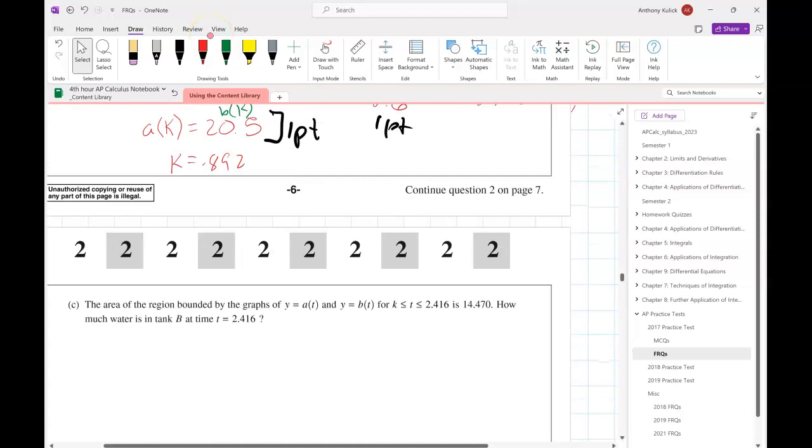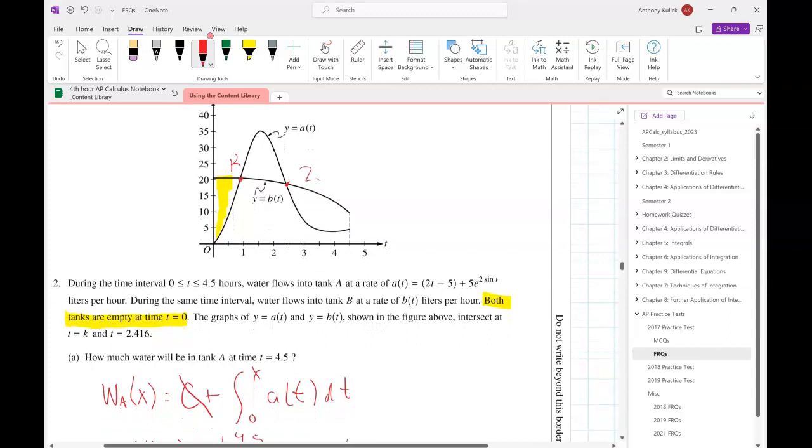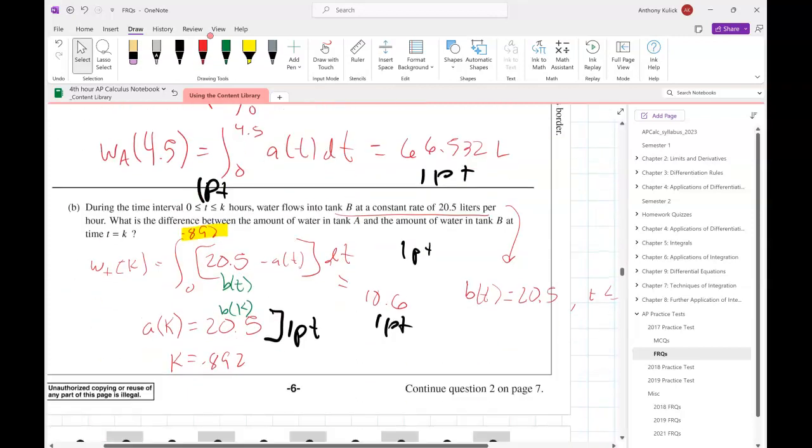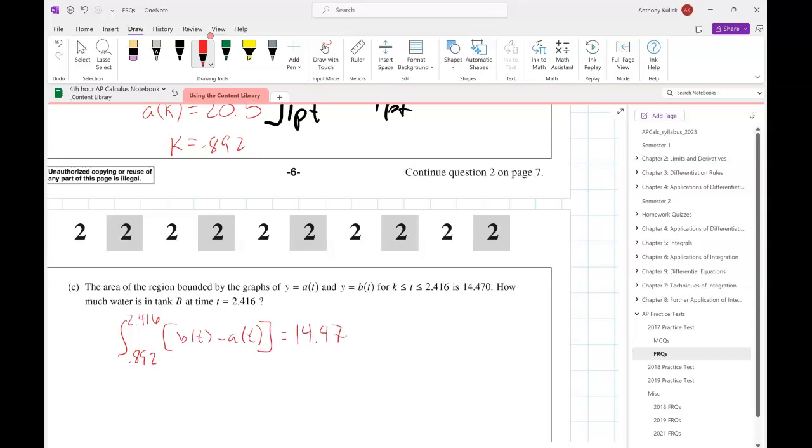So we're told here, if I go back and look at my picture, I can see that B of t is on top of A of t between those two values, right? So we're given a value for this section. Everybody agree? That's what the question told us. So we know that the integral from k, actually I'm going to write the number for k, and then B of t minus A of t equals 14.470.